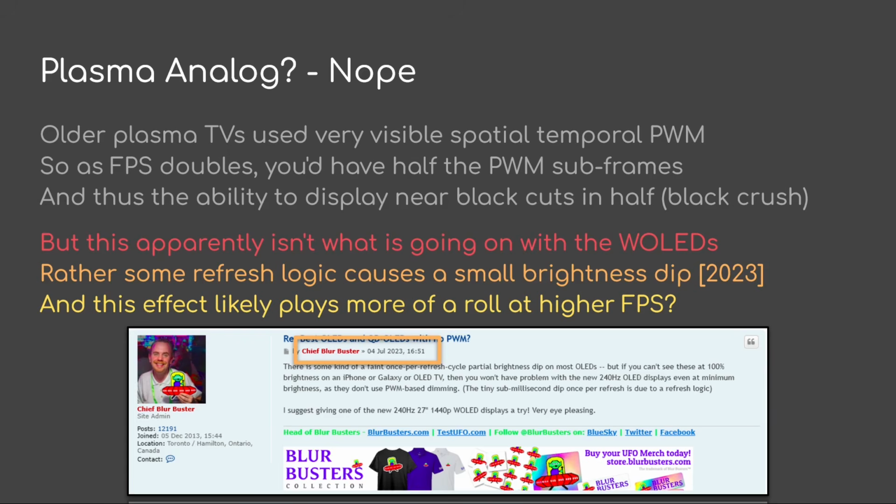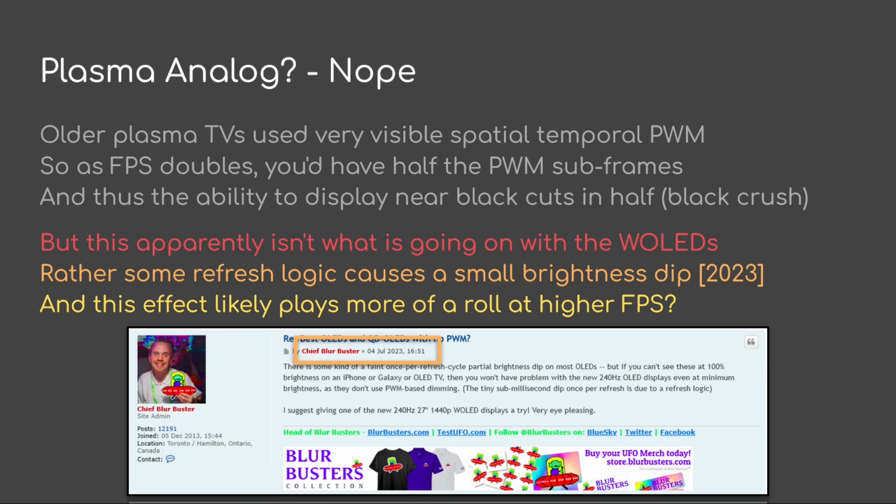If we go back to older plasma TVs, they used a very visible spatial temporal pulse width modulation. So as FPS doubles, you'd have half the PWM subframes, and thus the ability to display near black effectively cuts by a stop each time. But this is not what's going on with the OLEDs.